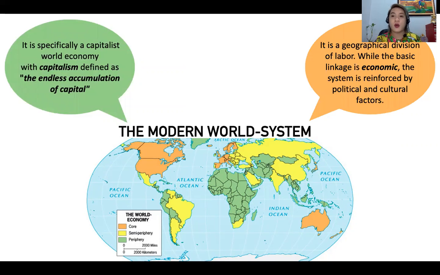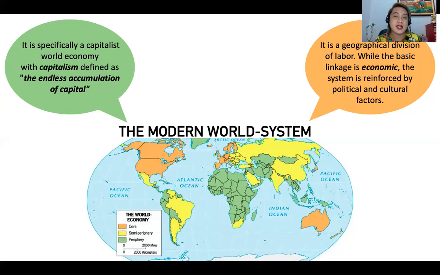Another definition of the modern world system is that it is a geographical division of labor, meaning that the world is divided based on how countries can produce products on the basis of their capacity as a country or as a state. Now, while the basic linkage is economic, take note, the basic linkage in understanding the modern world system is economic, it is also reinforced with political and cultural factors.